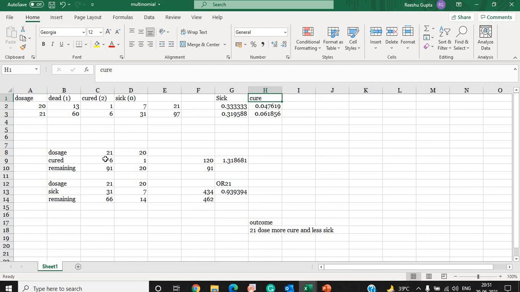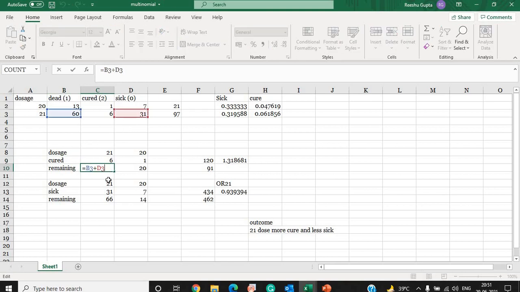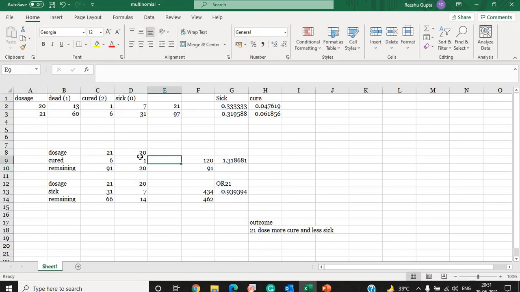So here you can see, for the 21 microgram dose, how many are cured? You can see 6. Then the remaining is 60 plus 31, which is 91. Similarly, how many are cured in the 20 microgram dose? It is 1. And the remaining is 20.